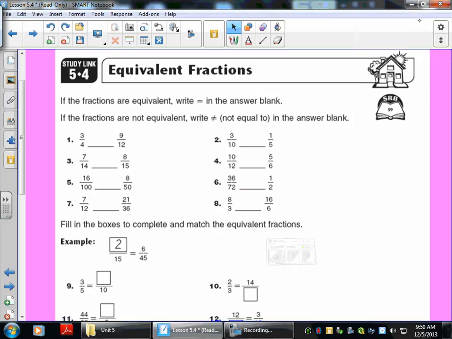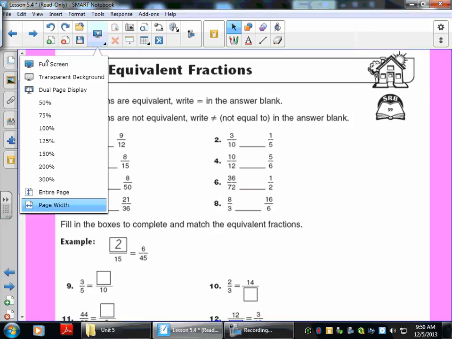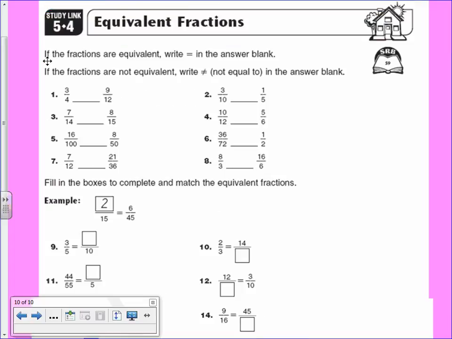Today we're working with equivalent fractions. We have to make sure these fractions look the same before we can compare them. That's what equivalent means. Right here, this first set of problems 1 through 8, we're going to be writing an equal sign if these two fractions are equivalent to each other. We're going to put an equal sign with a slash through it if they're not equal to each other. Let's take a look at problem number 1.